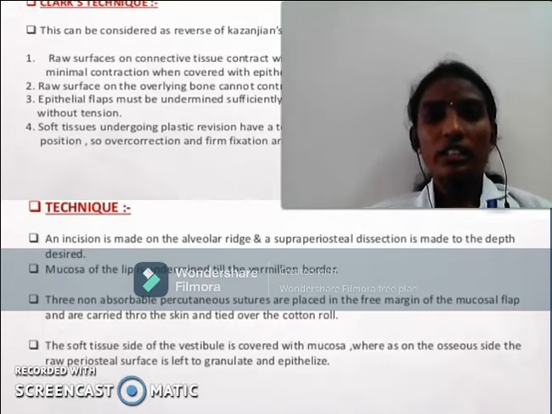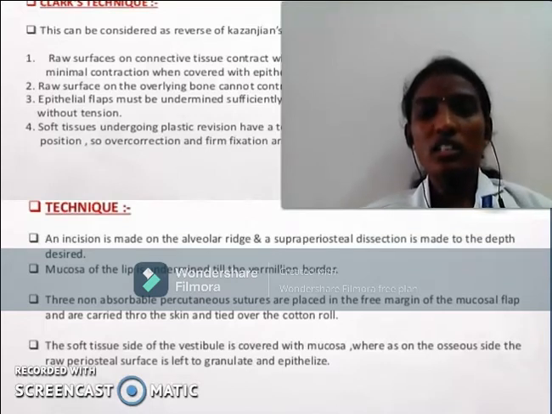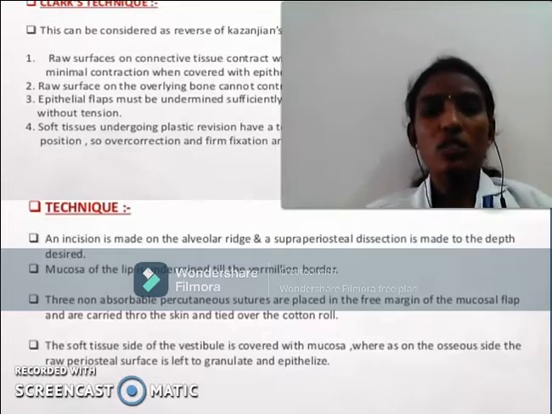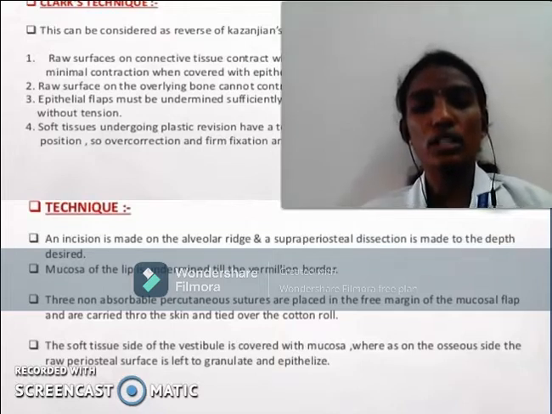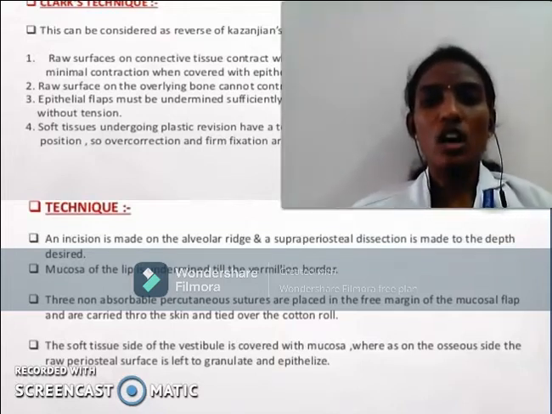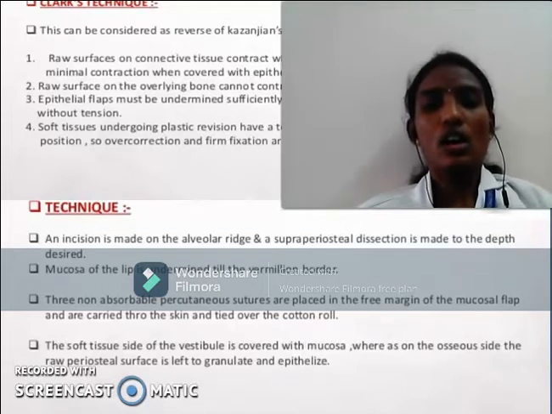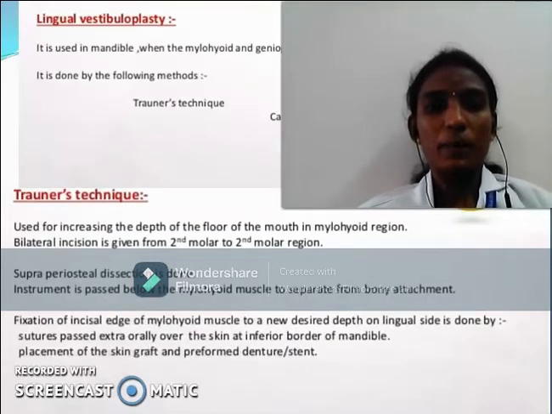In this, the alveolar ridge and supraperiosteal dissection is made to the desired depth. Mucosa of the lip is undermined up to the vermilion border. 3 non-absorbable percutaneous sutures are placed. The free margin of the mucoperiosteal flap is carried out through the skin and tied over cotton wool. The soft tissue side of the vestibule is covered with mucosa, while the osseous side of the raw periosteal surface is left to granulate and epithelialize.